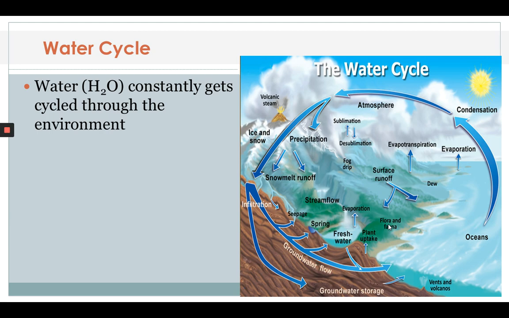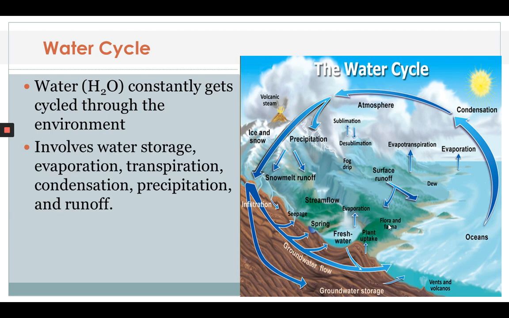Here's what I mean. The cycle involves water storage and transportation. And there are others that I put up on the site, but I will do this.